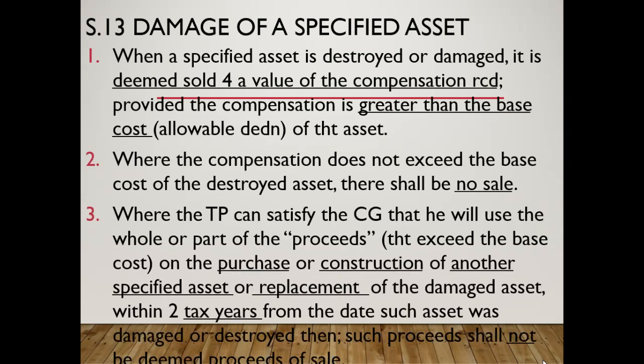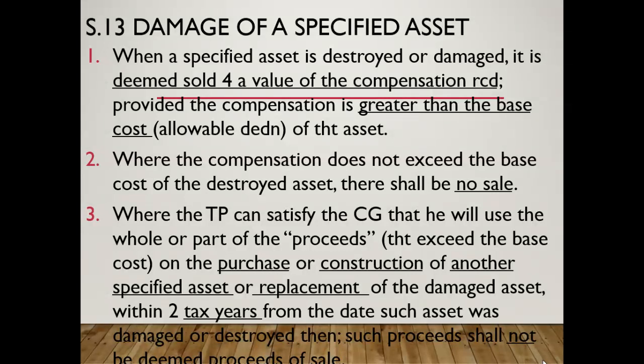Now let's go to, no, it's not a monster, but sometimes it gets confusing. Section 13, where the asset is damaged or destroyed in fire, cyclone, or whatever, the pandemic. What are the CGT consequences or implications? When a specified asset is destroyed or damaged, it is deemed sold for a value of the compensation received. We covered this when we were doing deemed disposals, and provided the compensation is greater than the base cost, allow reduction of the asset. Okay, so this is very important. That's why it was underlined.